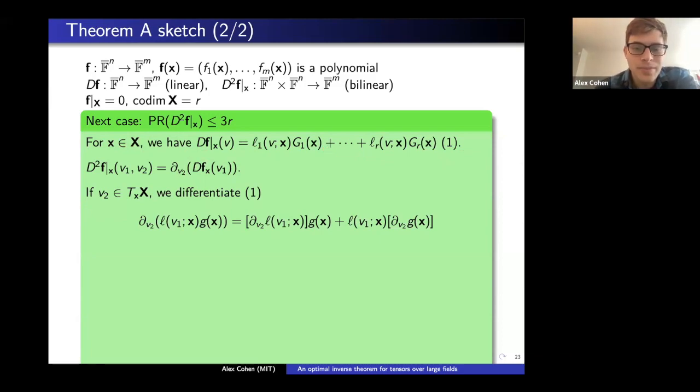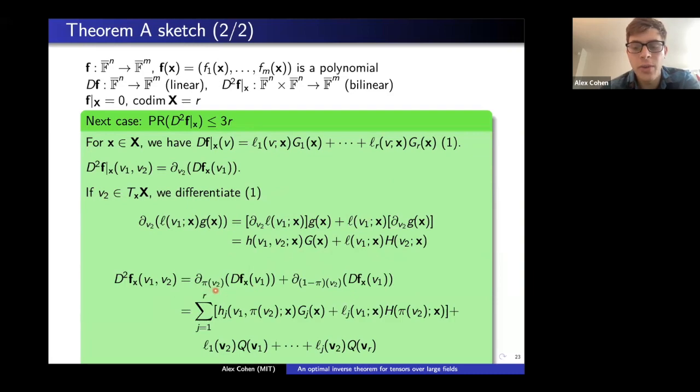But the real calculation is that each of these pieces, when we differentiate in the direction v2, by the product rule, splits into two parts. And those two parts are each partition rank 1 pieces in the 3-tensor. So, this holds for all v2 in the tangent space of x at x, and for any x in x. We have this formula for the second derivative.